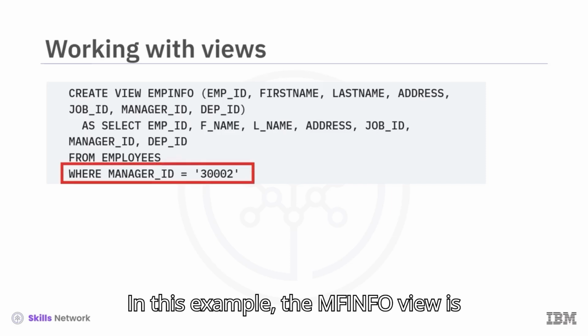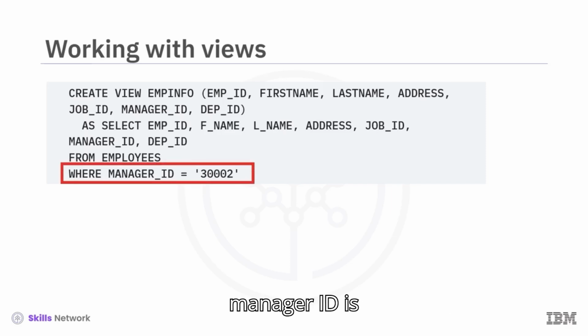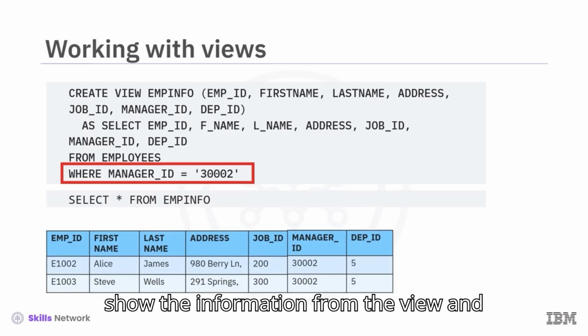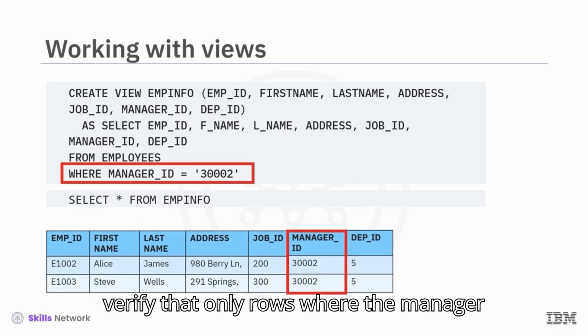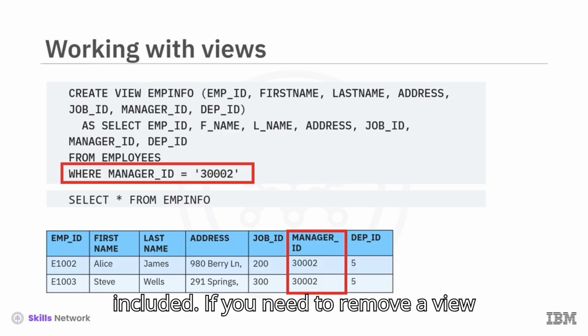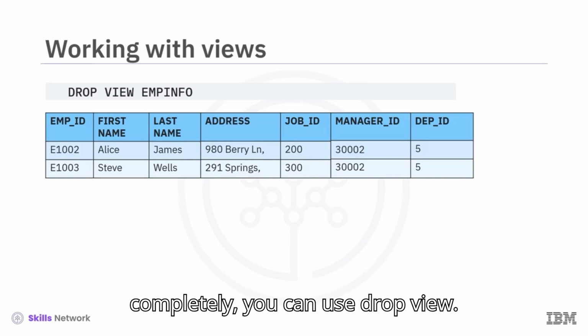In this example, the EMF-info view is created with only the rows where the manager ID is 30002. You can use a Select statement to show the information from the view, and verify that only rows where the manager ID is 30002 are included. If you need to remove a view completely, you can use Drop View.